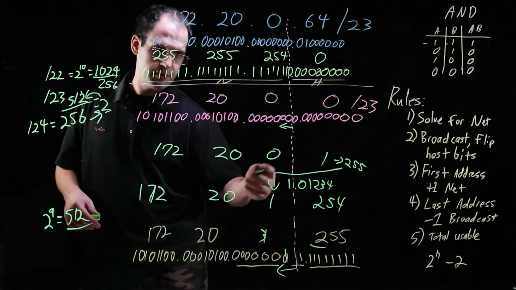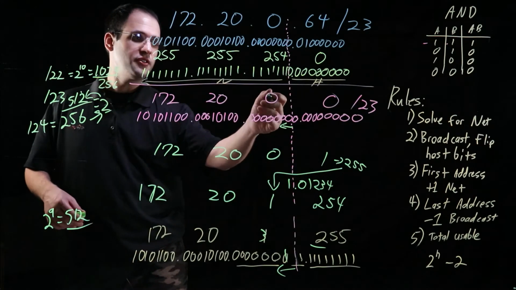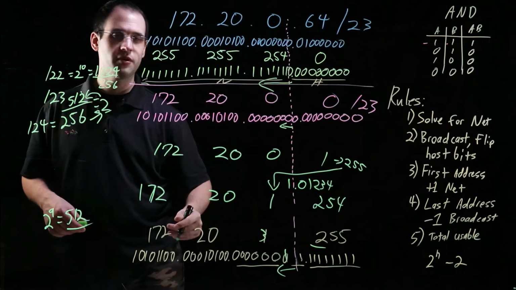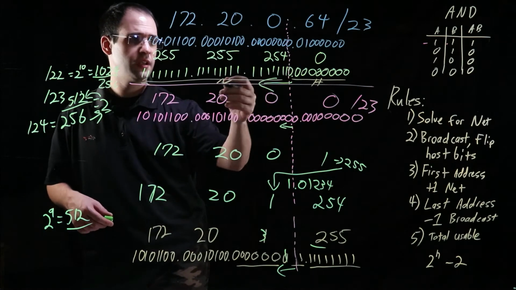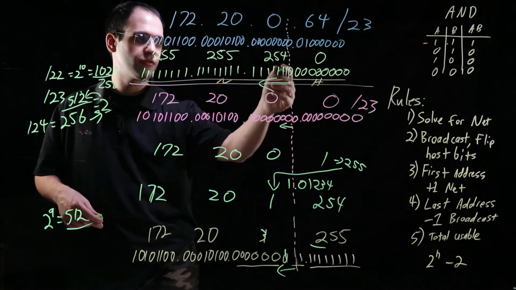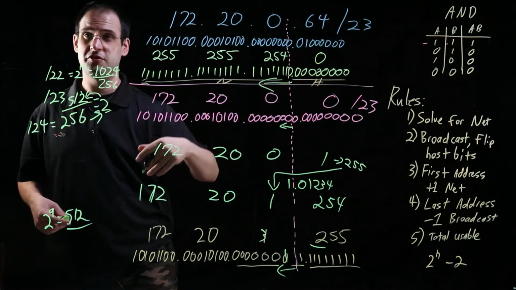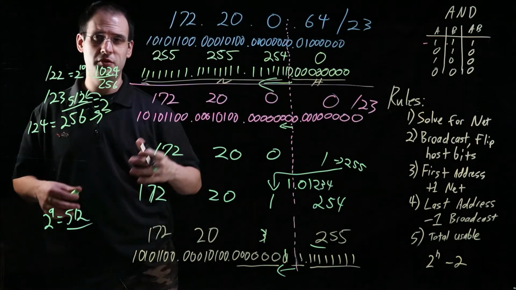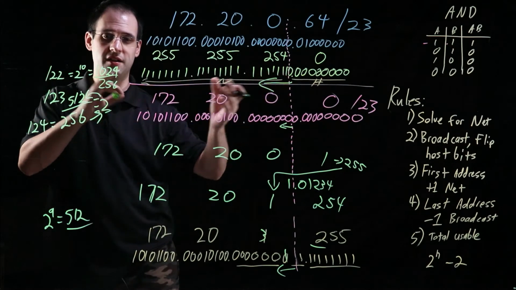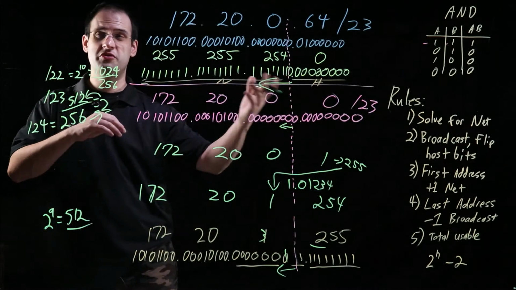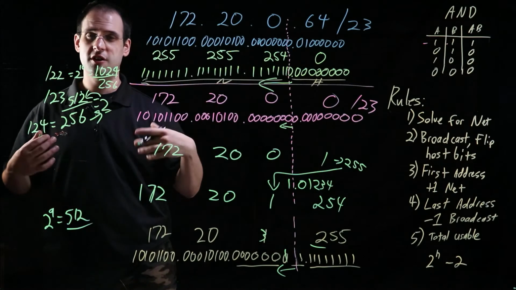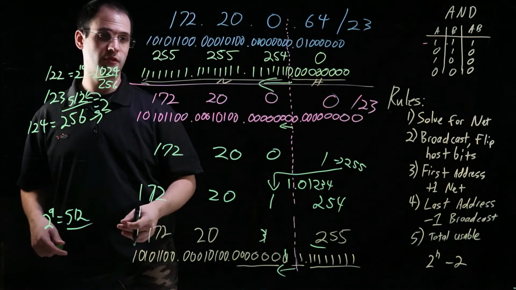Ultimately, the real pattern here is that as we go this way, we have more host bits, our networks get larger, and we have fewer networks. So it's always a trade-off between how many hosts and how many network bits, and it's really going to come down to how much you need.